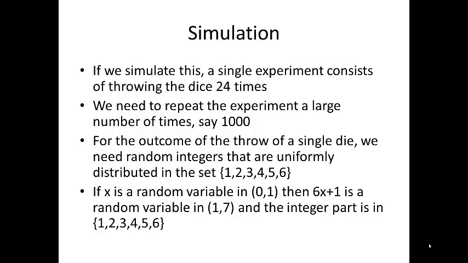For the outcome of the throw of a single die, we need random integers that are uniformly distributed in the set 1 through 6, and we can do this by having x as a random variable in 0, 1, and taking 6x plus 1, which will give us a variable in the open interval 1 through 7, which when we drop the decimal part, we get an integer that ranges between 1 through 6.